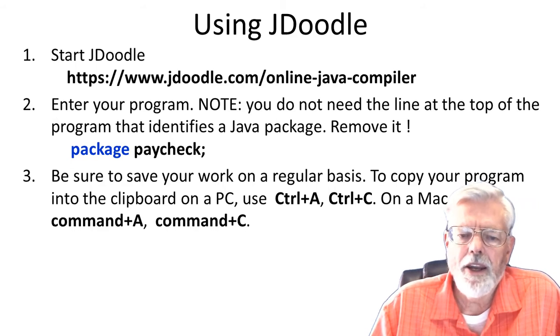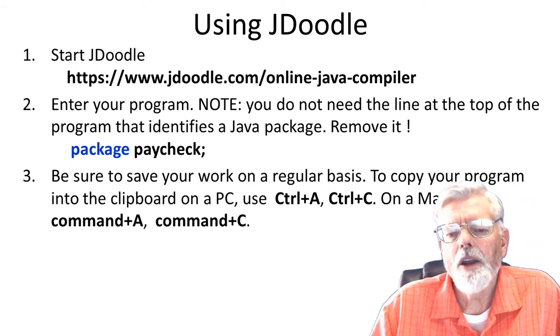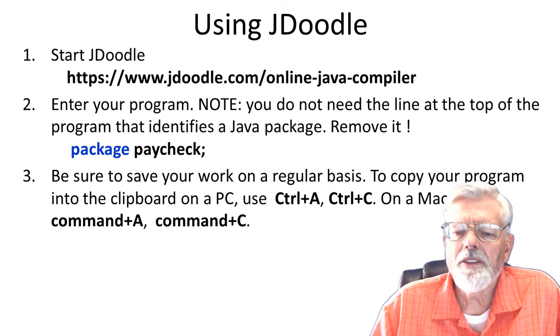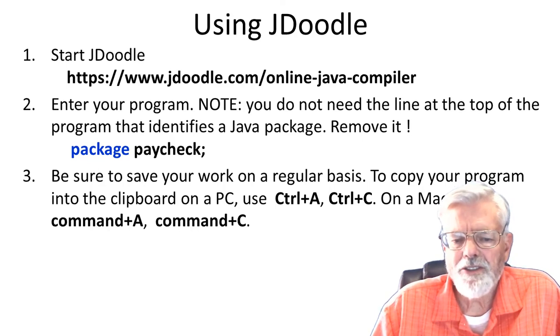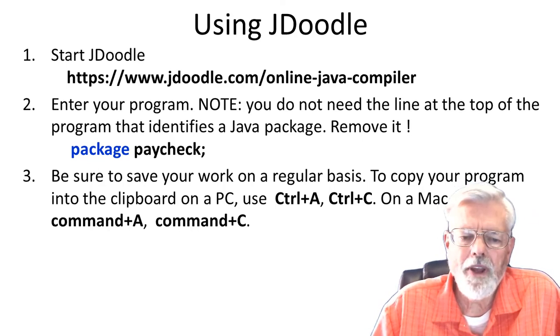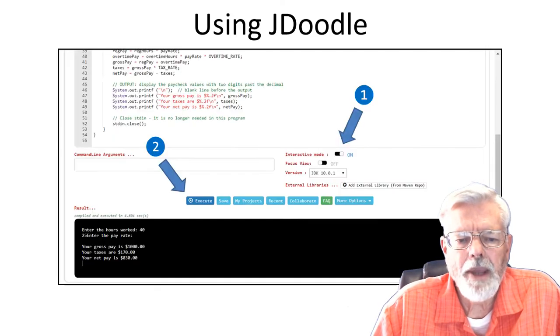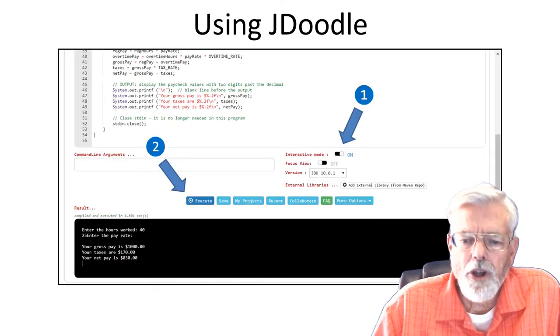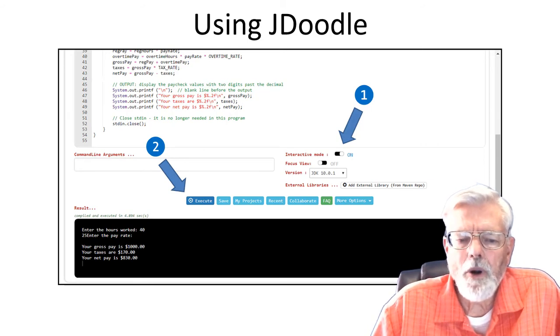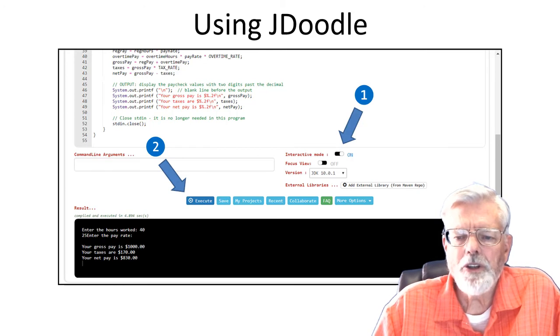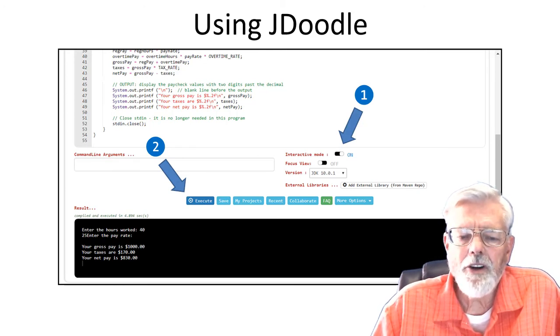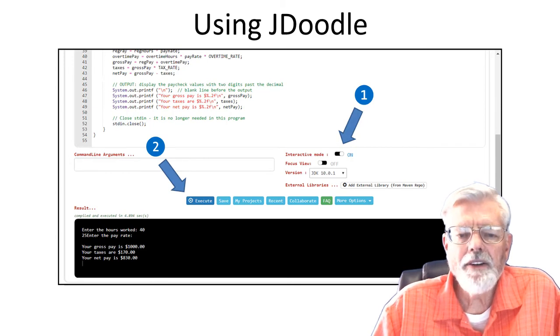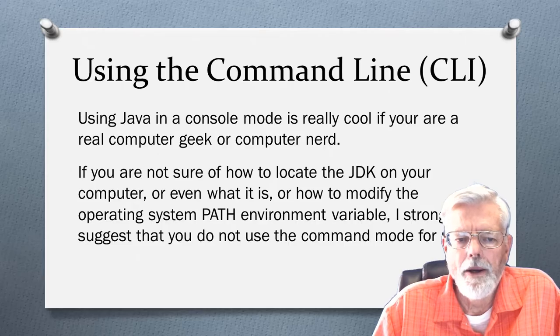https://www.jdoodle.com/online-java-compiler. Enter your program. Note, you do not need the line at the top of the program that identifies a Java package. Remove it. That's package Paycheck. Be sure to save your work on a regular basis. To copy your program into the clipboard on a PC, use Control-A, Control-C. On a Mac, use Command-A, Command-C. Set the interactive mode to on and click Execute.